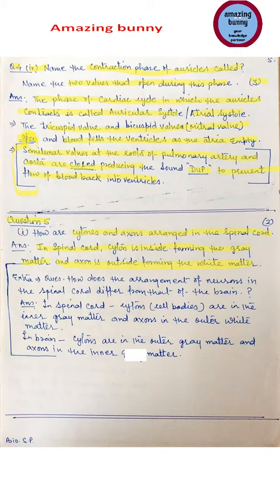Now there may be a question like how does the arrangement of the neuron in the spinal cord differ from that of brain? So you know that in spinal cord, cytons or cell bodies are arranged in the inner, which form the gray matter, and axons in the outer, which form the white matter. And on the other hand, in brain, cytons or cell bodies are present in the outer and they form the gray matter, and axons are present in the inner, that is they form the white matter.